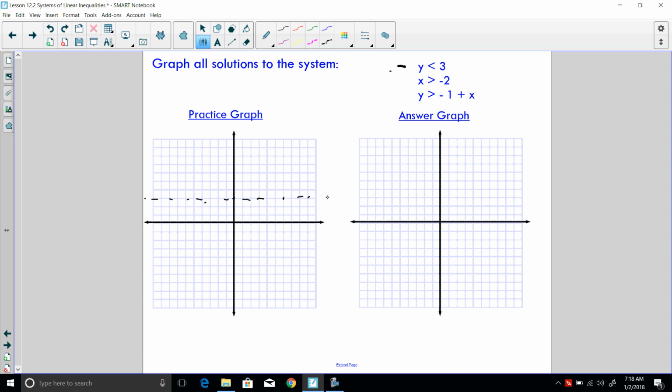And less than means I'm shading below. So here's another tip. Check out what I'm going to do. I know I'm going to shade below, so instead of actually shading it, I'm just going to put an arrow. That's a note to myself to say, oh, hey, back when you go fill in your final answer, you're going to shade below this line, okay?